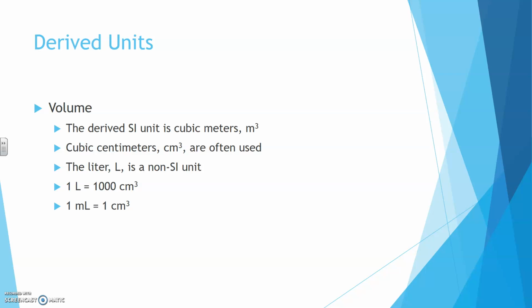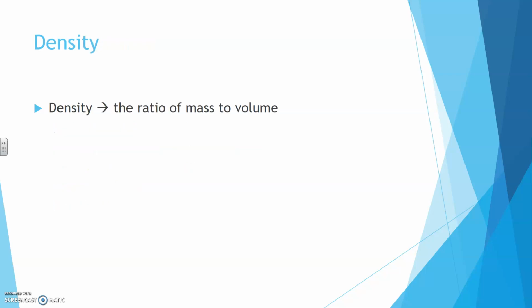But milliliters and liters are a little bit easier to work with than centimeters cubed and all of that. So density, when we get into this, your density formula is mass divided by volume. So density is known as the ratio of mass to volume. This goes into how packed the matter and the atoms in a certain object are.